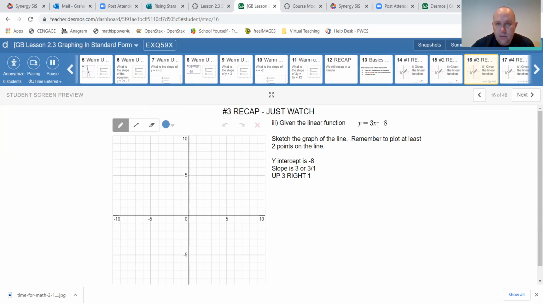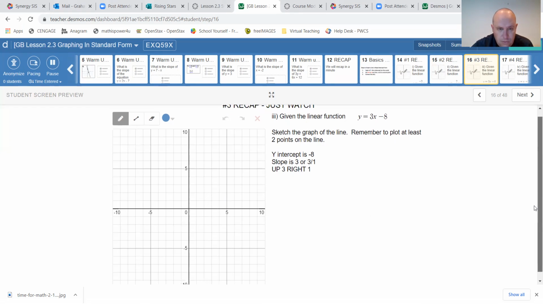3x minus 8. So the number we start from is the number without the x. So -8. I can't quite fit this one in, actually. Let me just scroll down a little bit. There we go. Starting at -8. And the slope is 3.